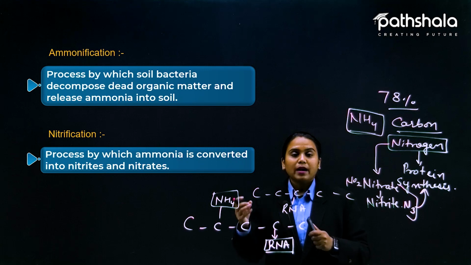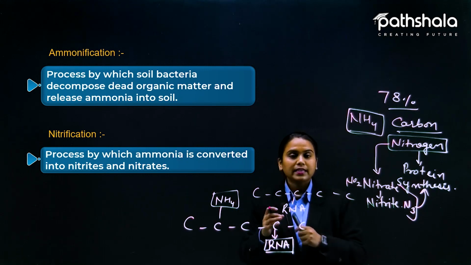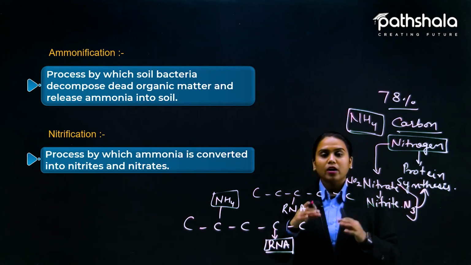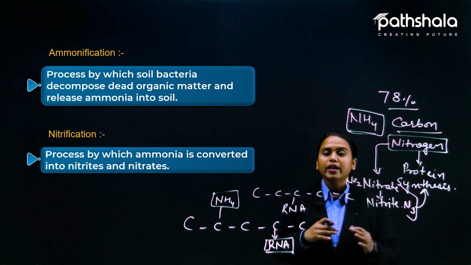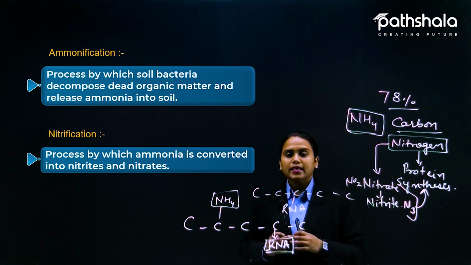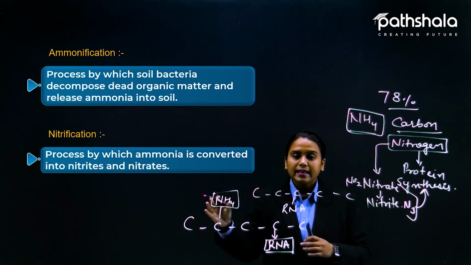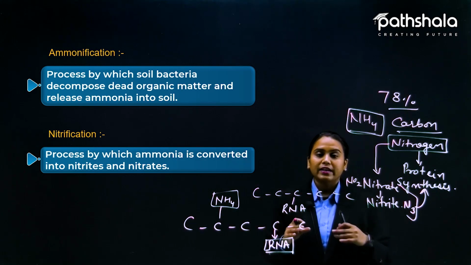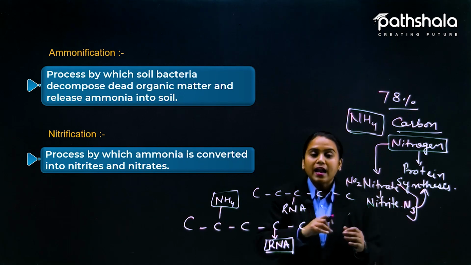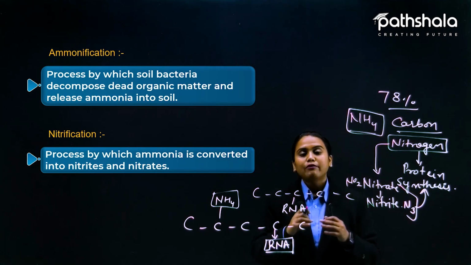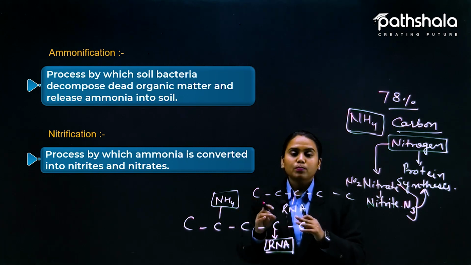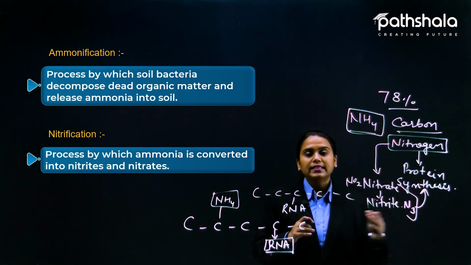So this is why ammonification is what? This is the basic process of decomposing the organic matter and releasing ammonia into the soil. And nitrification is the same process as ammonification, but in this case we are converting to nitrites and nitrates, and these are going to be decomposed and mix themselves with the soil, and that soil is again used by the plants for protein synthesis.